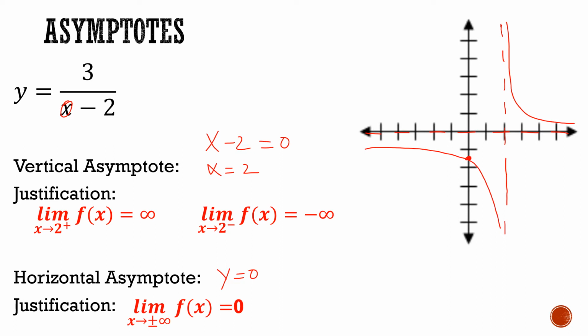If I do the same thing for my horizontal asymptote, I can see my end behavior, both pieces are going to 0. So as x goes to plus or minus infinity of f of x, our limit would be 0.